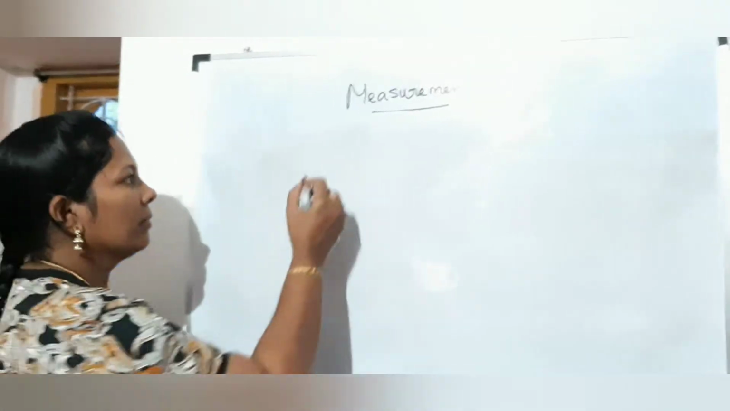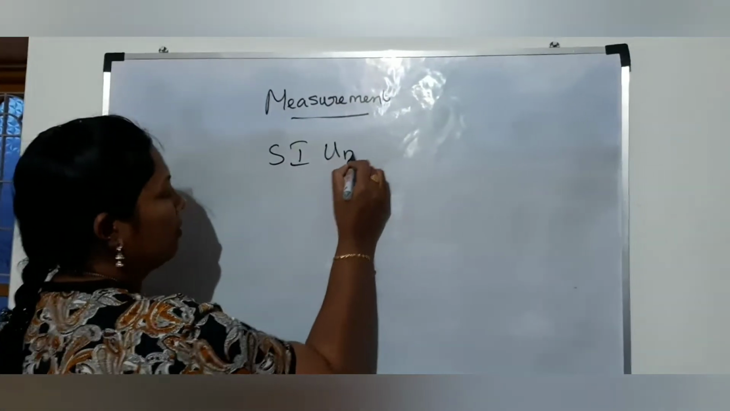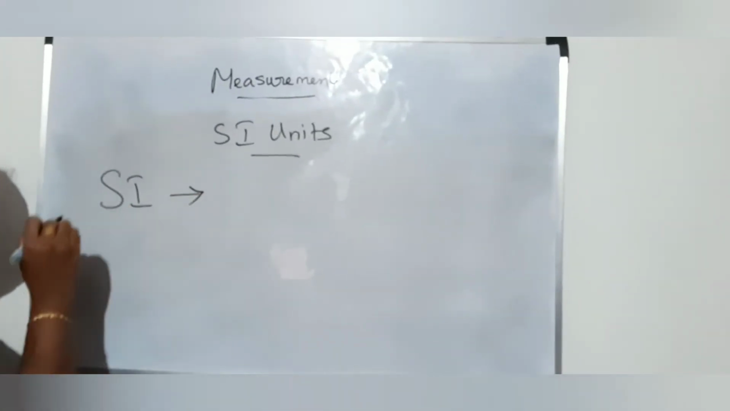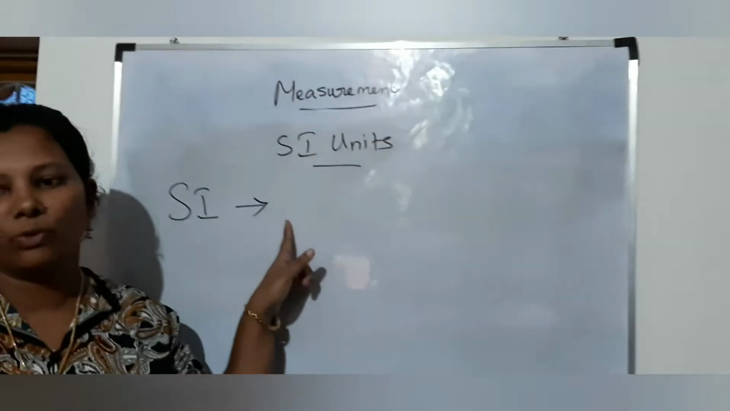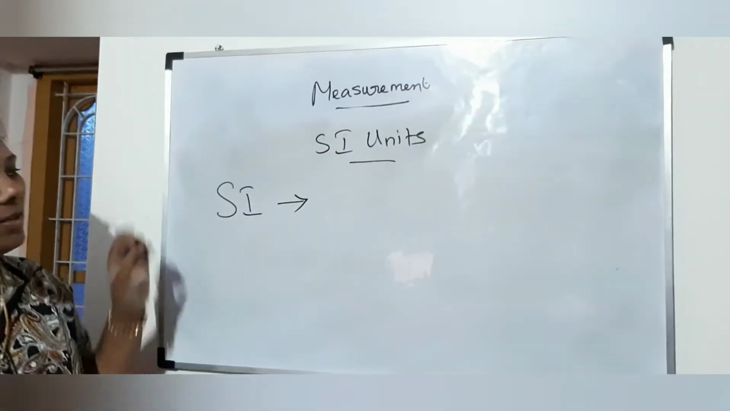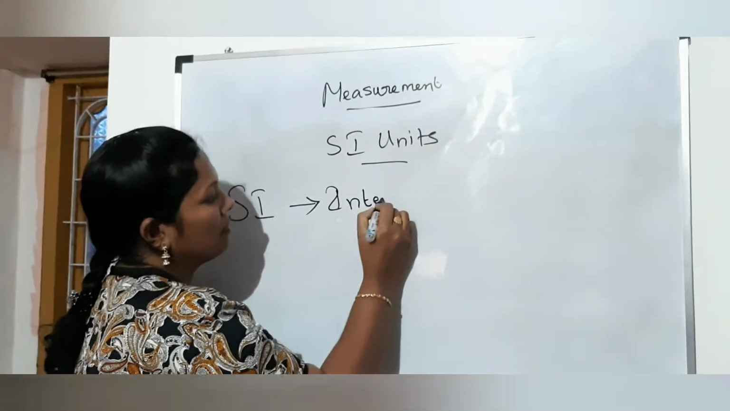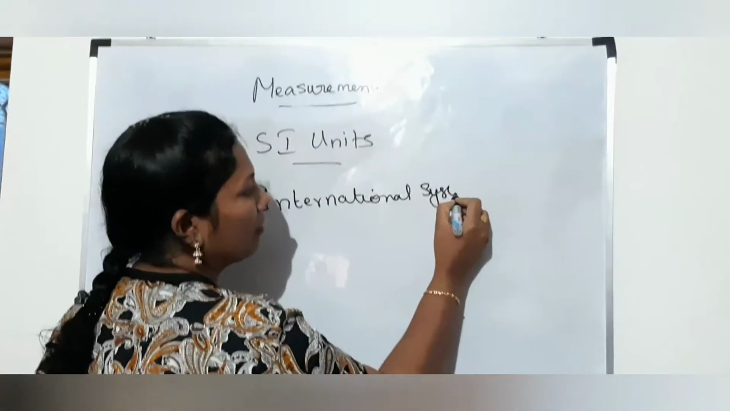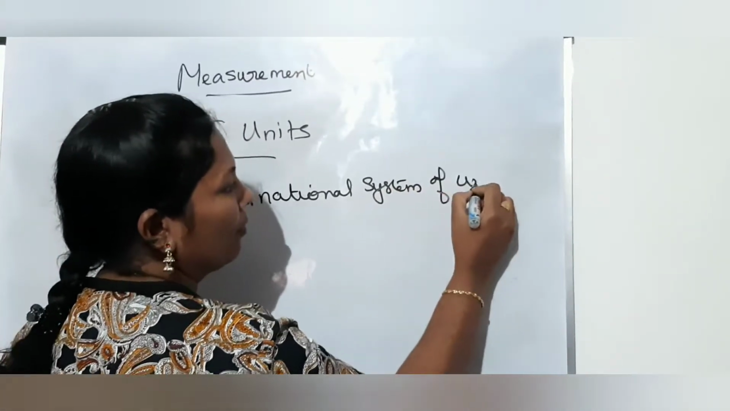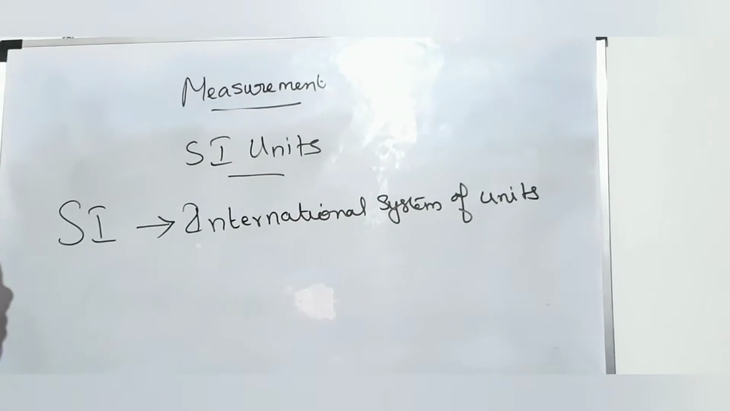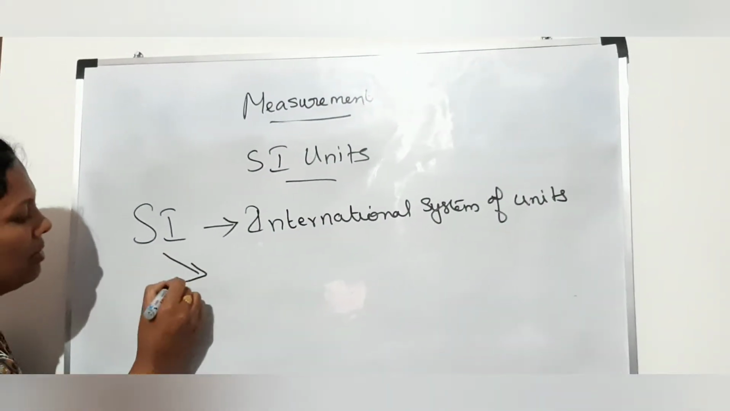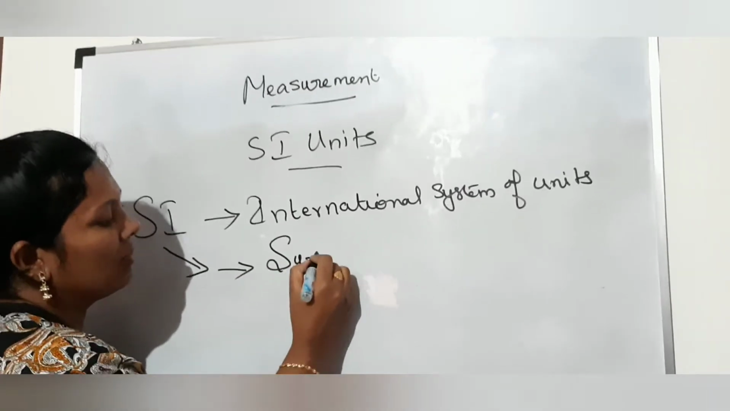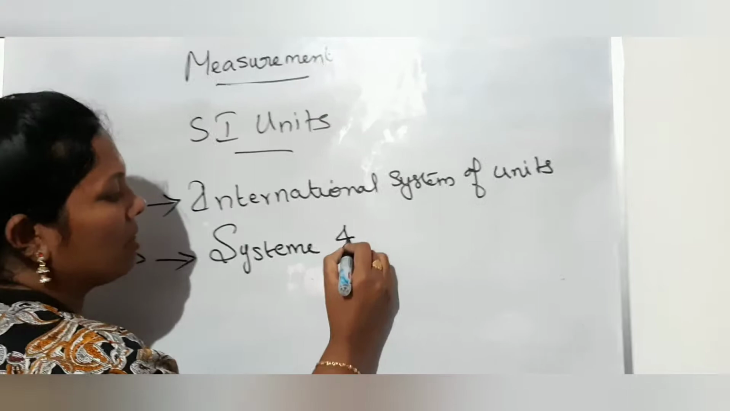SI units. SI is the International System of Units. This abbreviation is abbreviated from the French name System International.